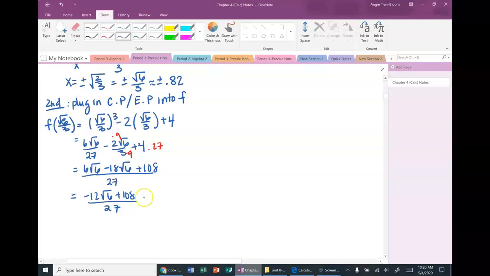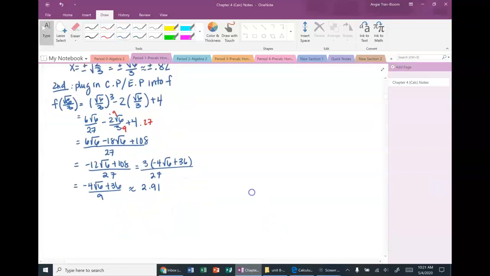We can do a couple of things. Looks like we can take out a 3. So that will give us a negative 4 rad 6 plus 36 all over 27. That will help. So negative 4 rad 6 plus 36 all over 9. And if we were to use a calculator, it's about positive 2.91. So that's just the positive rad 6 over 3. We would do the same thing to the other critical point of f.